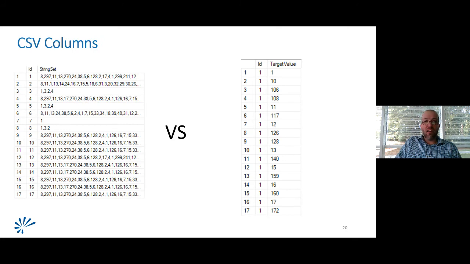CSV columns. This is storing sets of data as a string. I don't see this too often, but I do see it. This is where key value pair tables are a much better option. You can join on them. You don't have to parse out the values. So if you do see this in your data, there's a more efficient way to store this type of information.